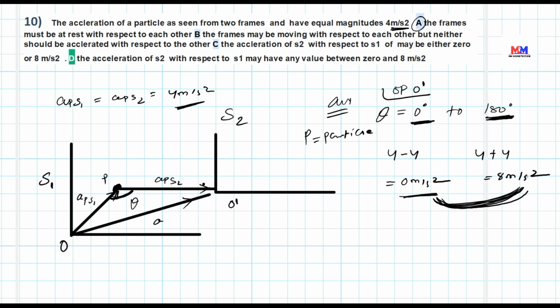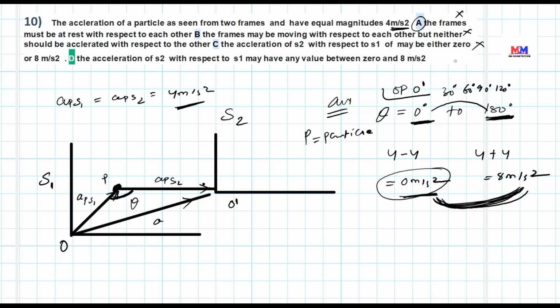So this is not correct. The next option says the frames may be moving with respect to each other, but neither should be accelerated with respect to each other. Yes, this is accelerating, so this is also not correct. Then the acceleration of S2 with respect to S1 may be either 0 or 8 meter per second square. But theta varies from 0 to 180. Theta may be 30 degrees, 60 degrees, 90 degrees, 120 degrees. So the minimum is 0 and the maximum is 8. According to the theta value, the acceleration value changes. So this is also not correct.